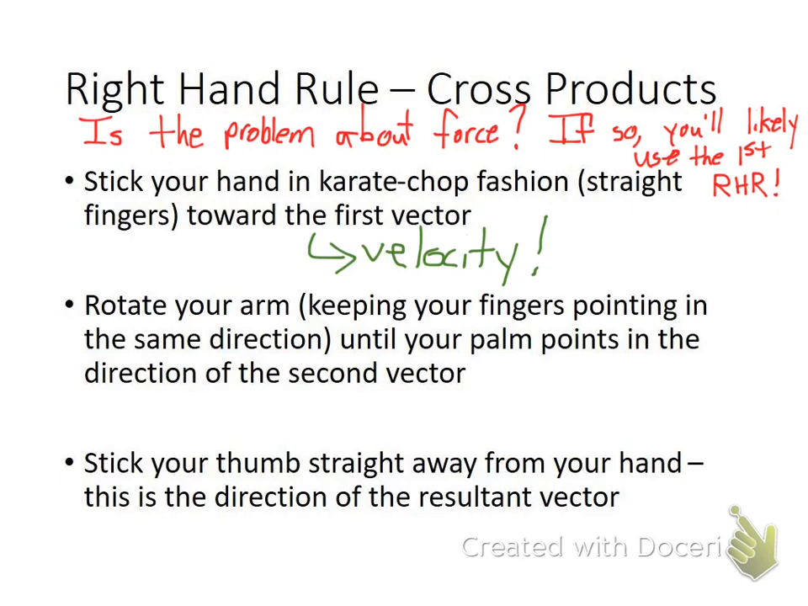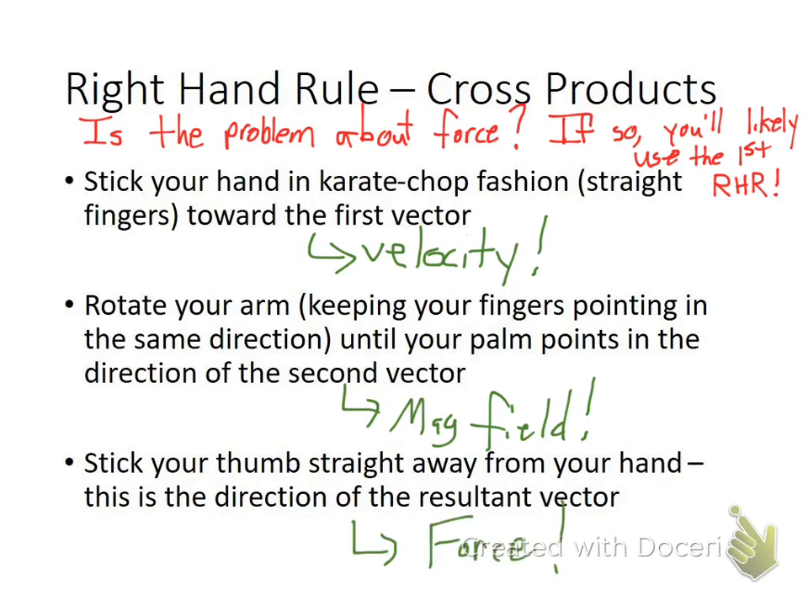That way you'll be able to bend your middle or ring fingers to point in the direction of the magnetic field. When you stick your thumb straight away from your hand, it should be at 90 degrees to your velocity fingers, should be at 90 degrees to your magnetic field fingers. That will be the direction of the resultant vector, in this case, the force.